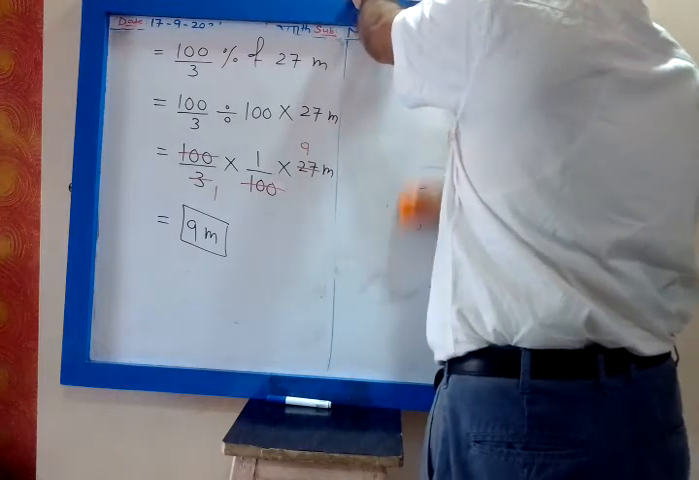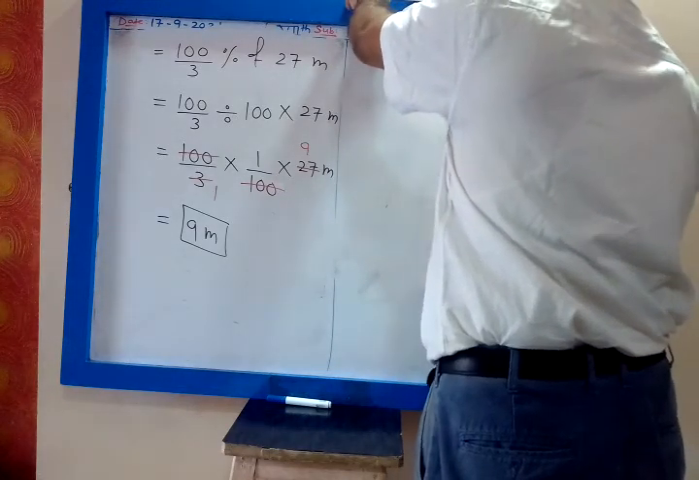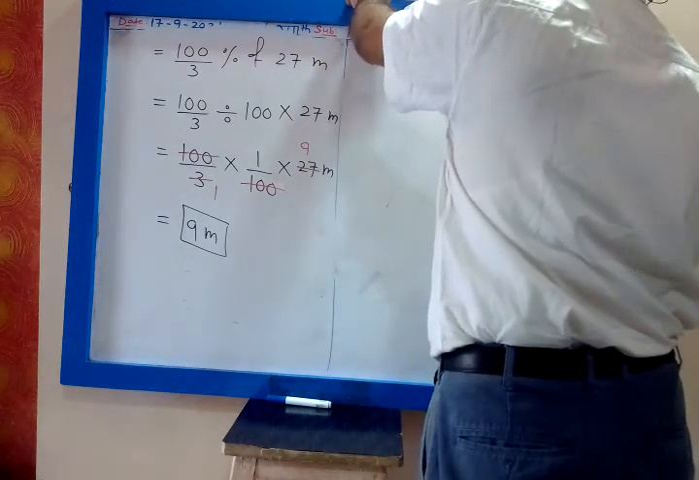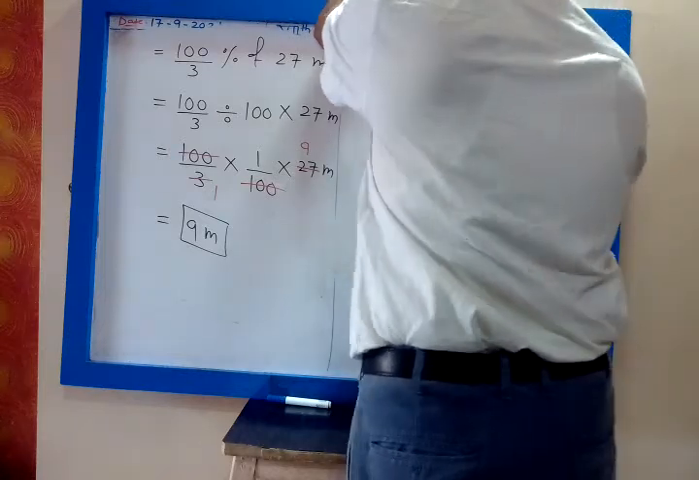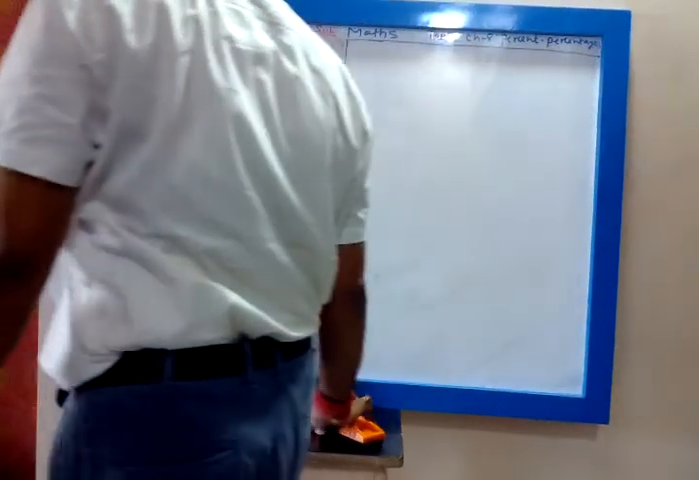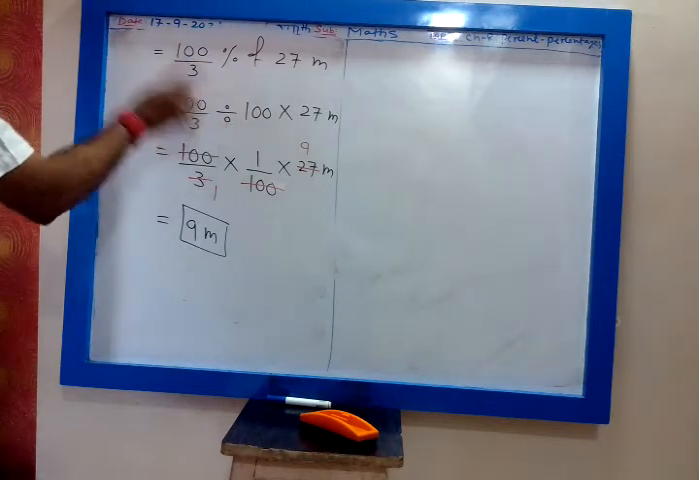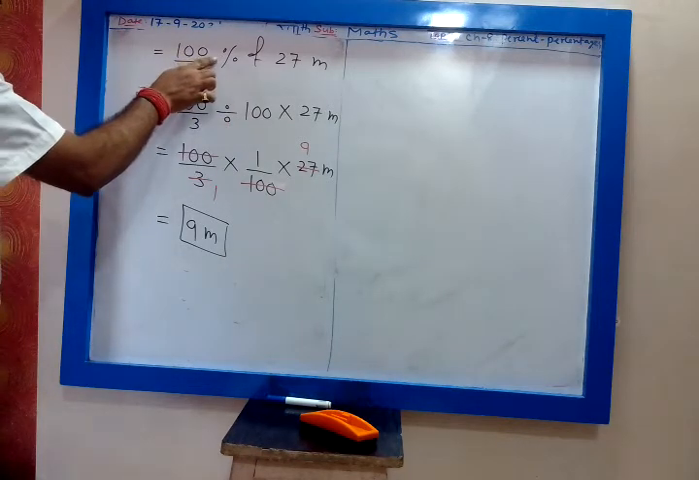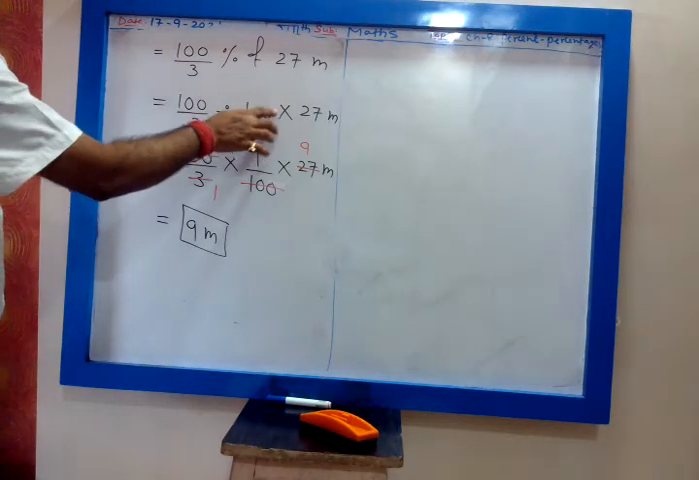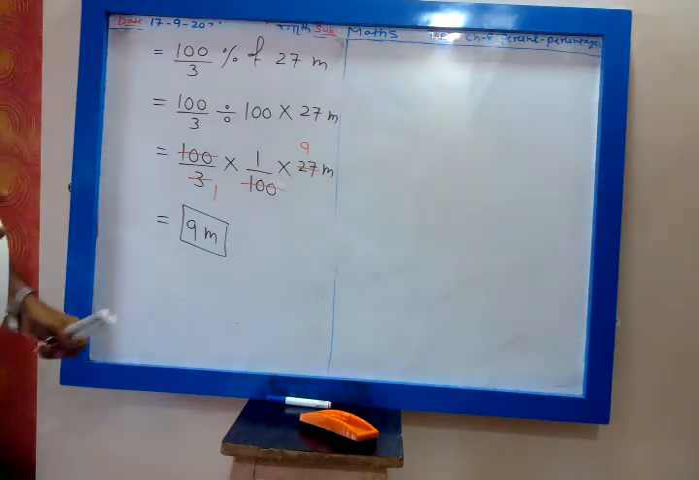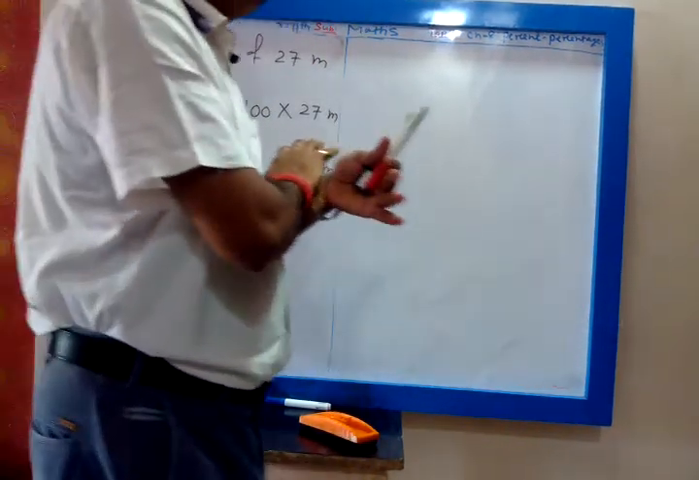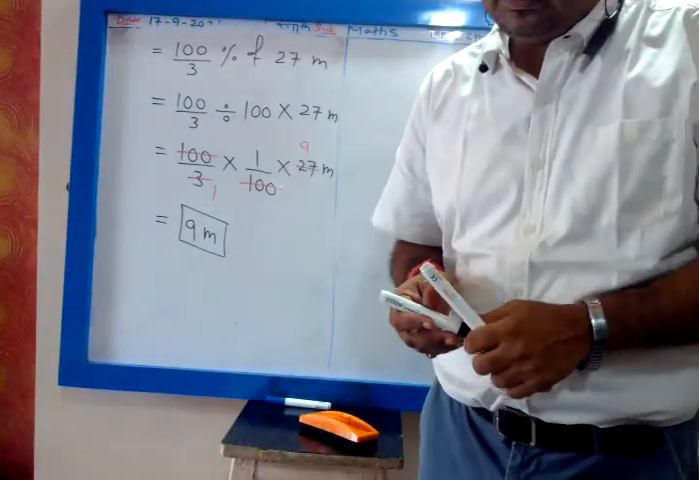So the problem seems to be difficult, but it was very much easy. The only thing you have to remember, my dear, is where students make mistakes. When you remove the percentage, you have to divide by 100. Even after dividing by 100, some of you are writing 100%, which is wrong. The percentage sign will not be there.